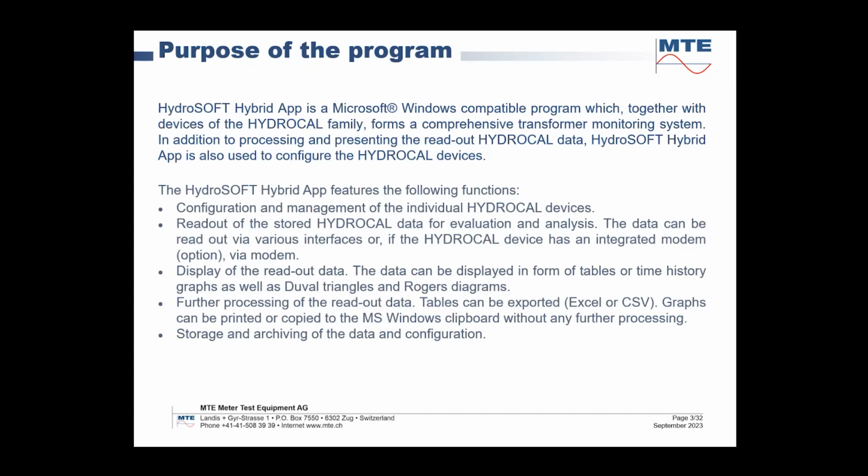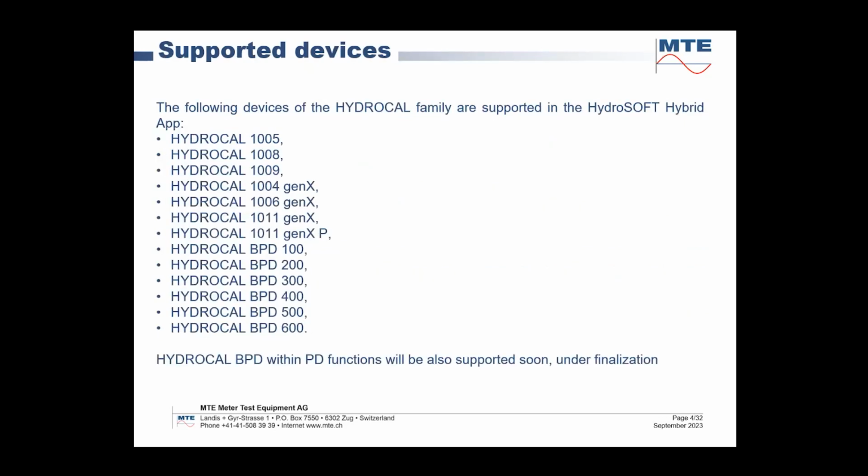Functions I have already checked on this software. There is also the possibility to export Excel files or CSV files. The graphical view can also be printed or copied to the Windows clipboard. This software is also able to store and archive the data and configuration. All these following devices are supported with the HydroSOFT Hybrid App, including as well now 1005, 8, and 9.